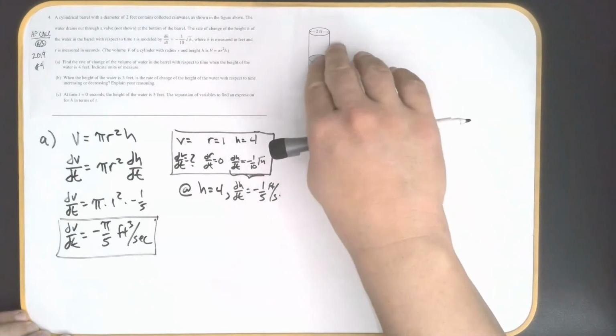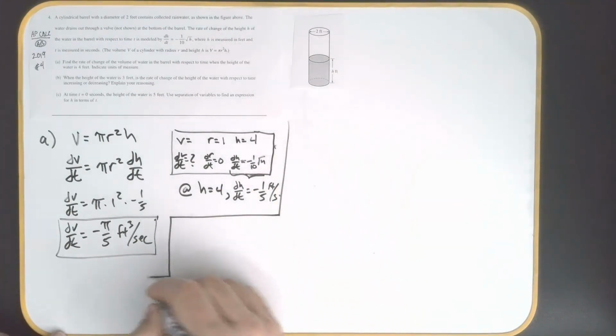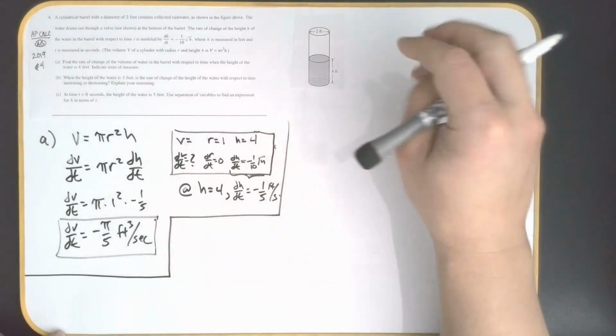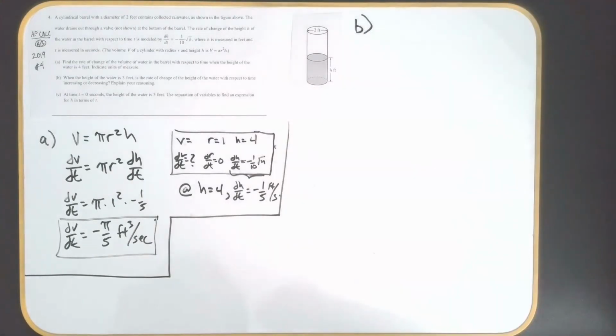Okay, and let's see, we'll make a little edge here, and yeah, let's put B here. Okay, so B says when the height of the water is 3 feet, the rate of change of the height of the water with respect to time, is it increasing or decreasing? Explain your reasoning.